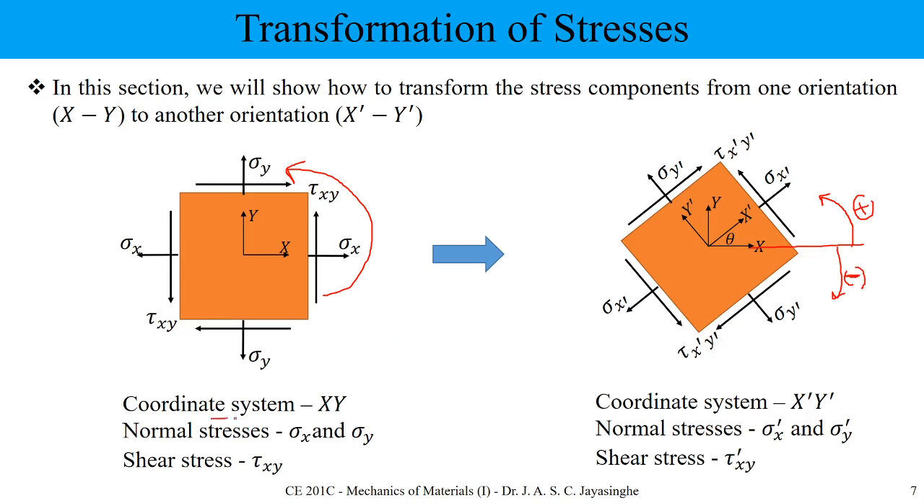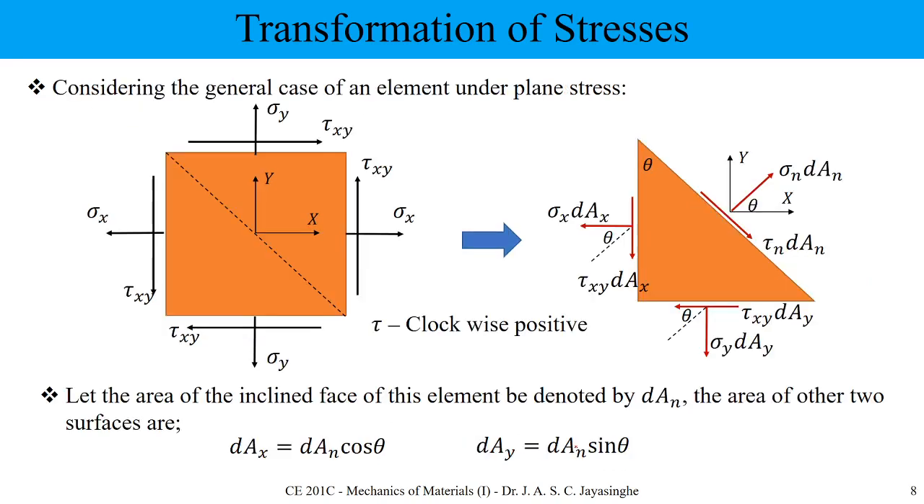Okay, so this is our target system. This is our given system. These are the things you need to find. These are the things we know. From this we need to find this. Simply that's the thing. Okay, when you come to here now, this is our stress element.